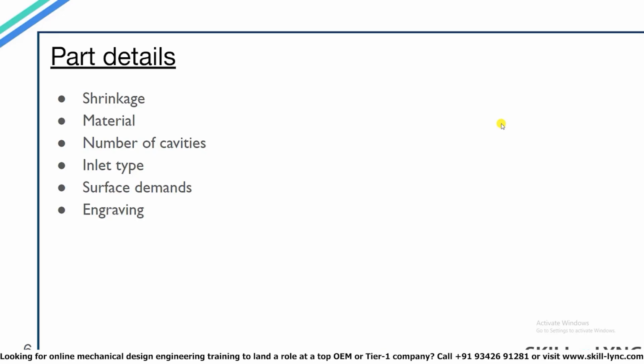The next one is surface demands. So the type of surface finish required is also asked to the customers, whether they want the surface to have a textured finish or glossy finish. If the part manufactured won't be visible from outside, then there won't be any need for polishing the tools and providing a good surface finish.